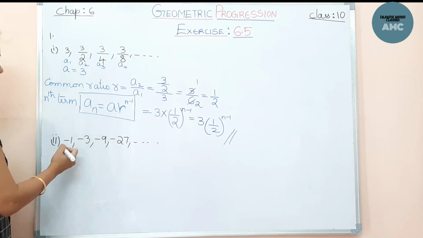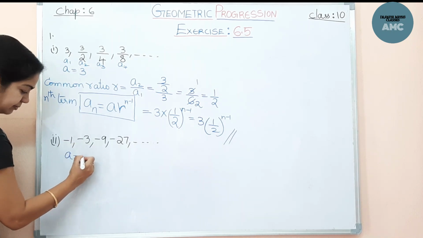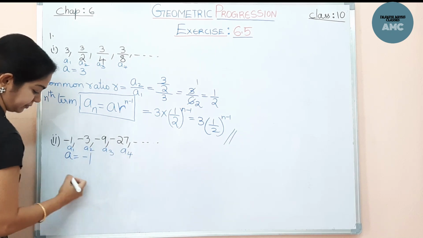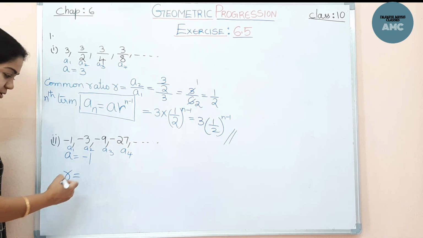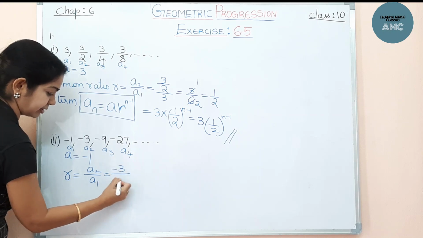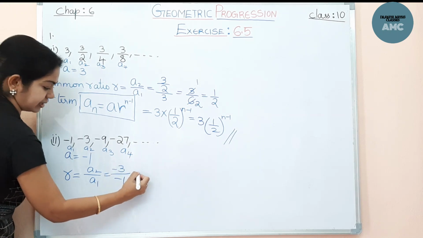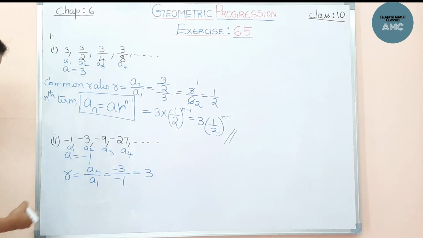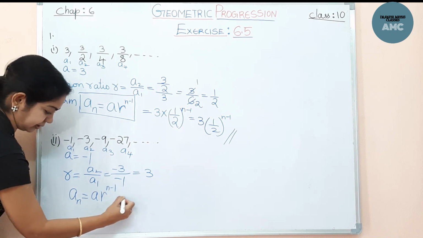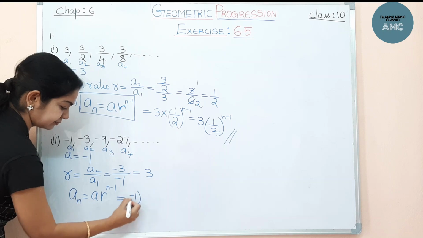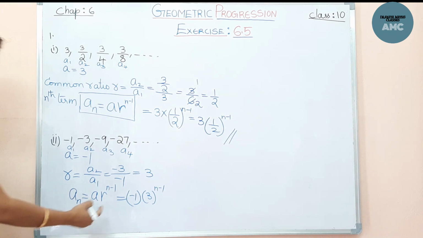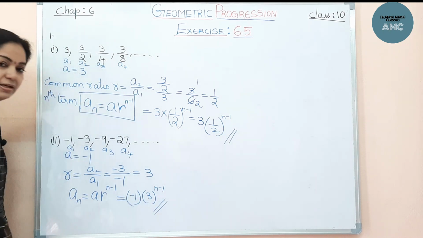Now see the second problem. Here the a value is minus 1. We will write it as a1, a2, a3 and a4. Now the r value, that is the common ratio, is a2 by a1, simply minus 3 by minus 1. So minus and minus get cancelled, so it is 3. The r value is 3. Now the nth term is ar to the power n minus 1, that is, a value is minus 1, r value is 3, raised to the power of n minus 1. Simply keep it as it is. This is the nth term.